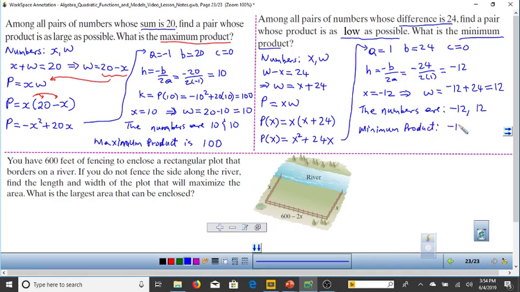is negative 12 times 12, which is negative 144, which would be the answer we would have gotten if we had plugged in negative 12 here. Negative 12 squared is 144, plus 24 times negative 12 is negative 288, and that would have given us negative 144. So those are our answers.